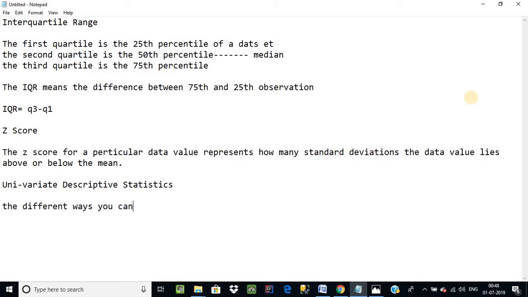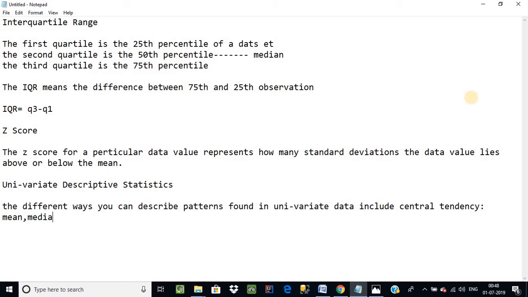The different ways you can describe patterns found in univariate data include central tendency, which I have already taught you. Central tendency includes mean, median, mode. Then dispersion. Dispersion includes range, variance, max, min, quantiles and standard deviation.